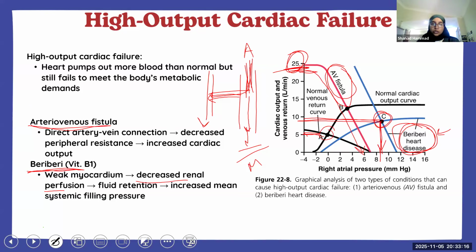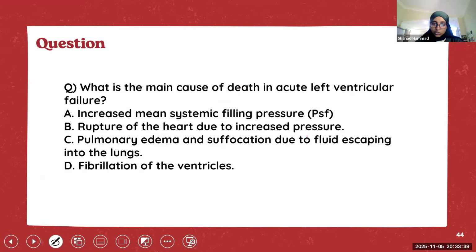Okay, so just keep in mind, everything we've discussed before this, heart failure, ischemia, all of this before was low output cardiac failure because the cardiac output was decreased in these situations. In these two, arteriovenous fistula and beriberi disease, we have an increased cardiac output, yet it is not effective enough to reach the demands of the body. And with that, we have our last question. So what is the main cause of death in acute left ventricular failure? This is kind of a tricky one.